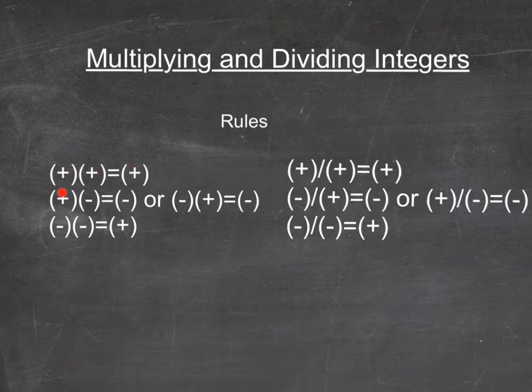Okay, if I have a positive number times a negative number, my answer is going to become negative. And I can flip that around as well, so a negative times a positive is also a negative. And then if I have a negative times a negative, that gives me a positive.